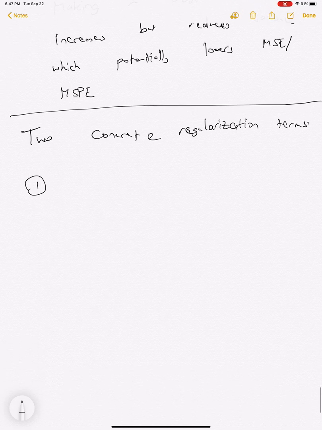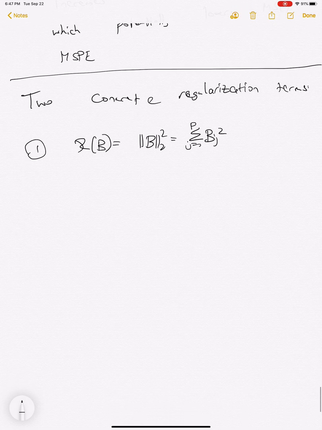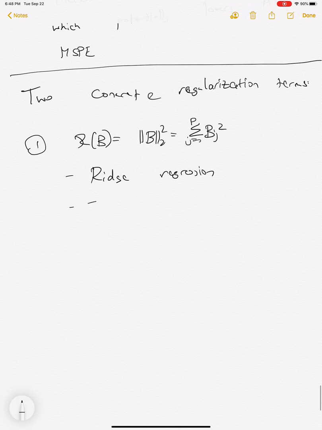So one is the squared L2 norm, ||b||_2^2. This corresponds exactly to ridge regression, as it's sometimes referred to. It's also extremely famous and widely used. It's also sometimes referred to as Tikhonov regularization.